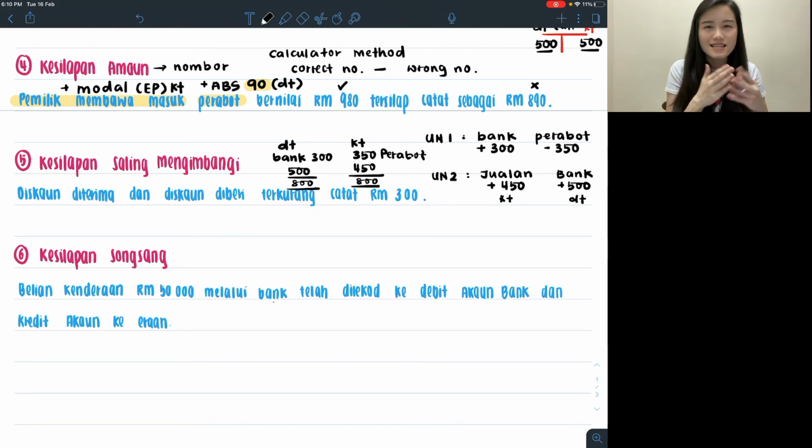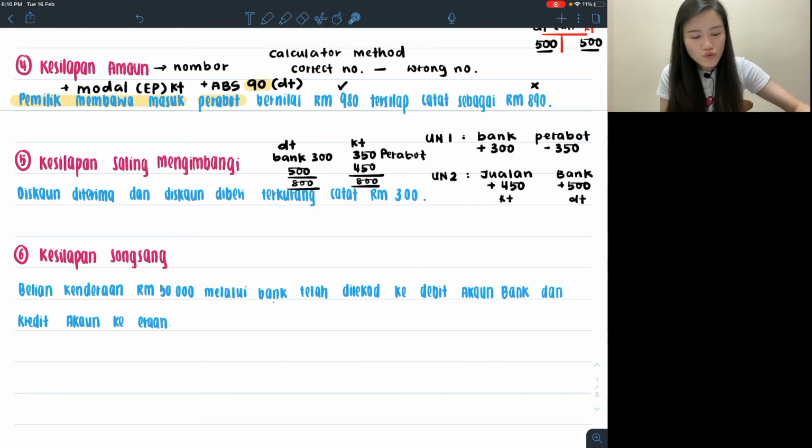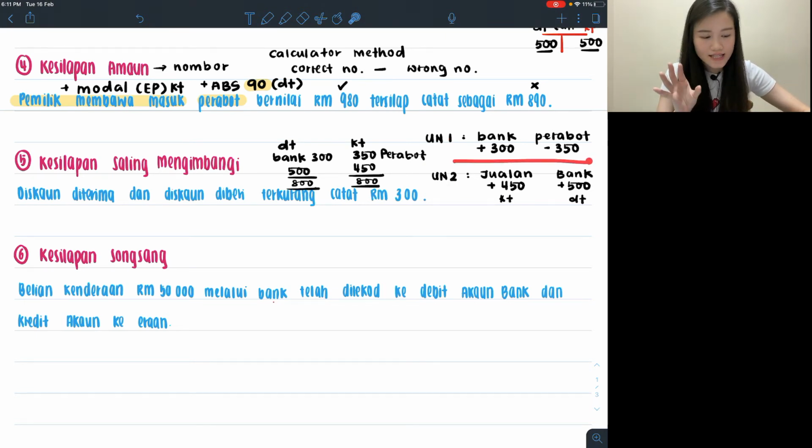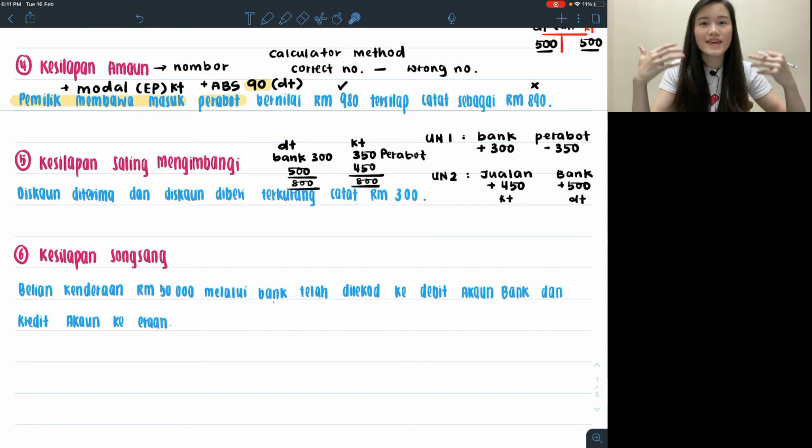So what does saling mengimbangi mean? It is that two urus niaga that are non-related at all, just nicely, my debit and my credit side both also have an extra amount, or let's say terkurang catat, the same amount. That's why they will accidentally help each other balance.